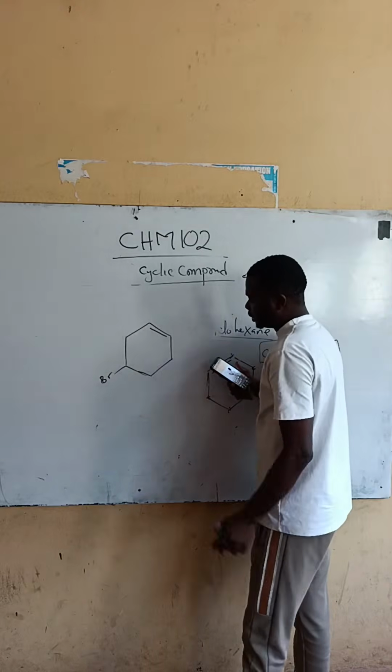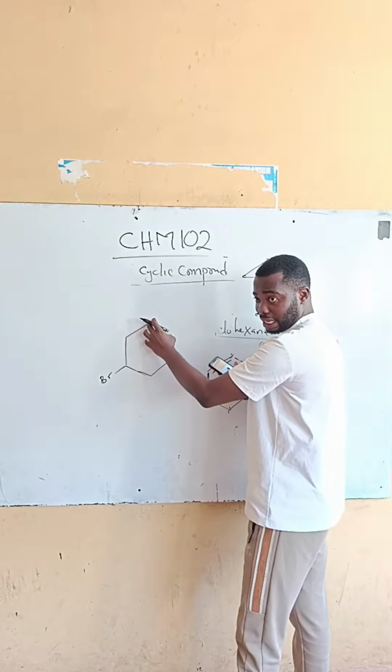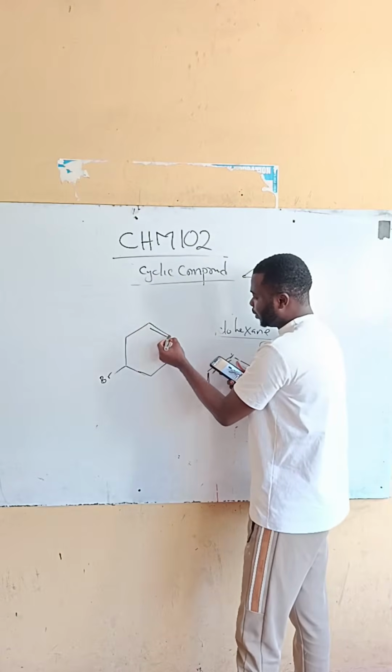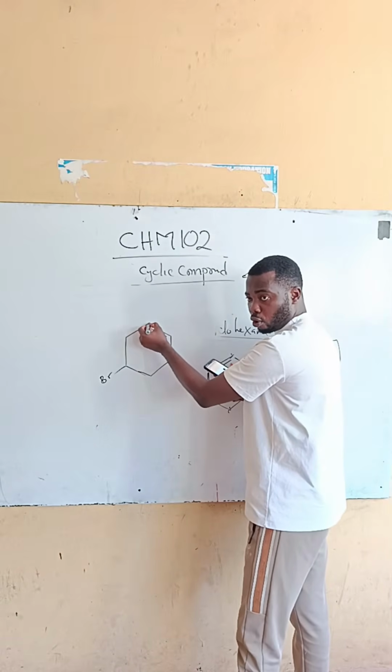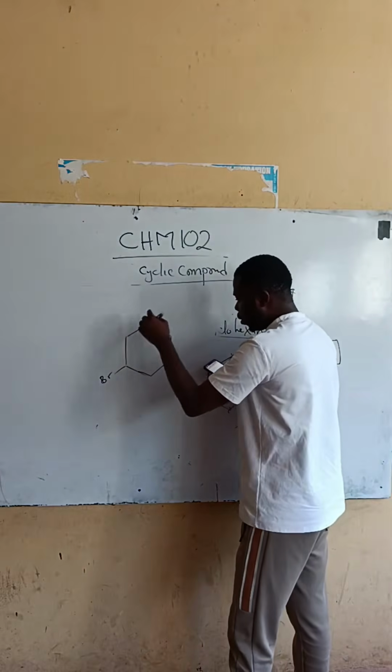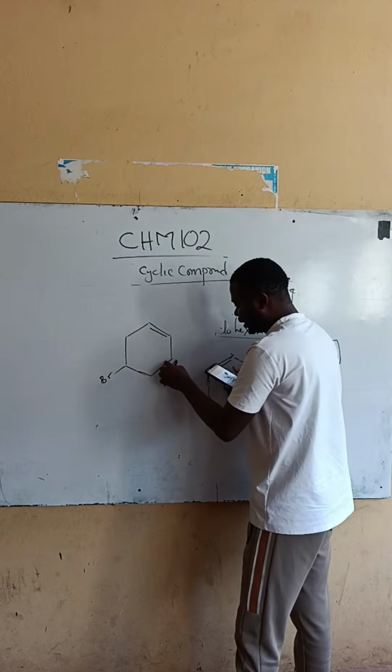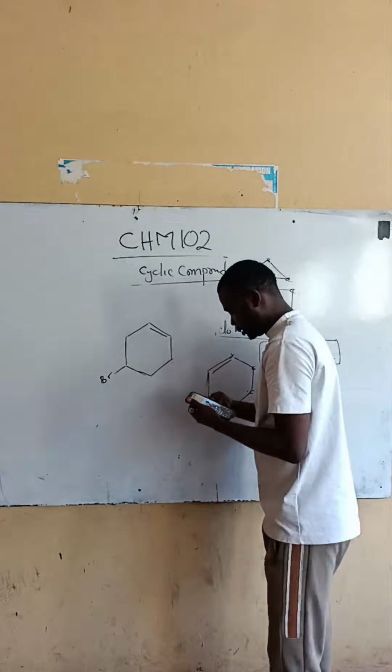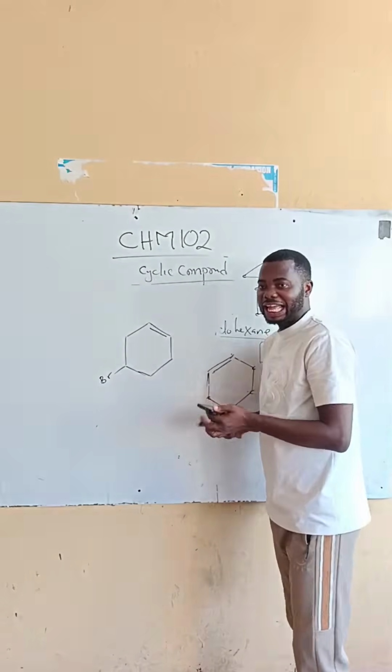So the next question is this. This is my functional group. I get it. Now the next question is, should I say 1, 2, or what? Should I go 1, 2, 3, 4? Or 1, 2, 3, 4, 5? Who will tell me which one will be better?